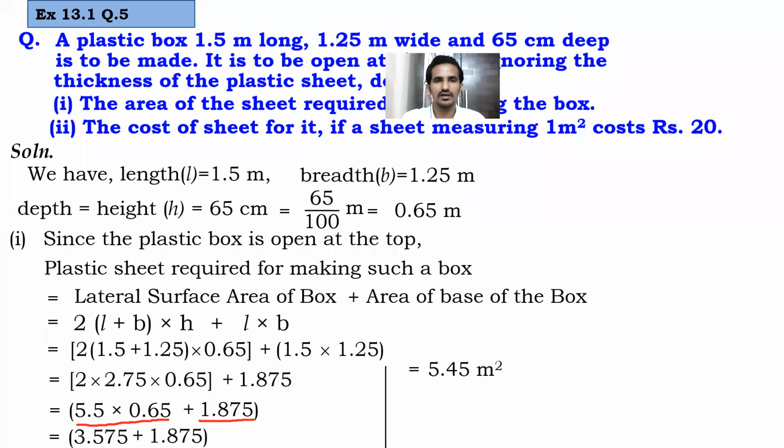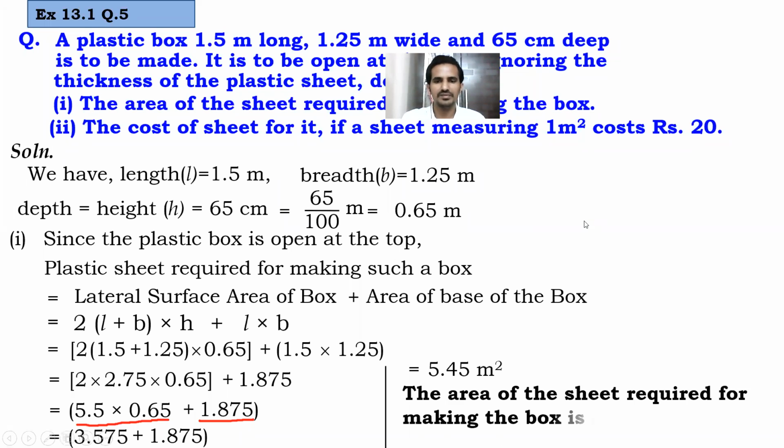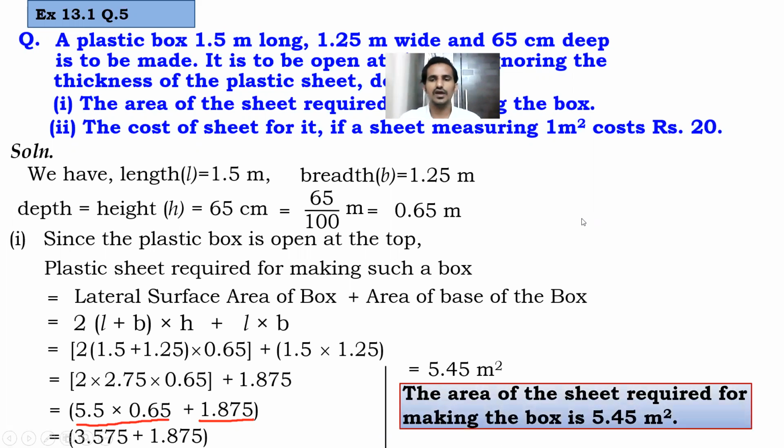Okay, 5.45 meter square. So that's the first part. Area of the sheet required for making the box. Half the question is done. Second part is easy.